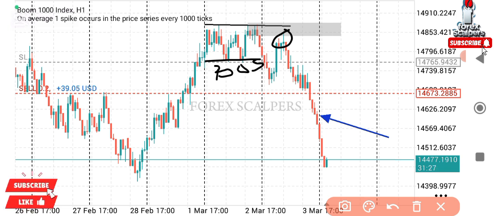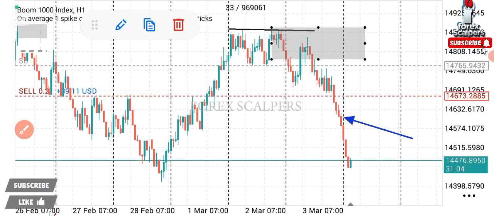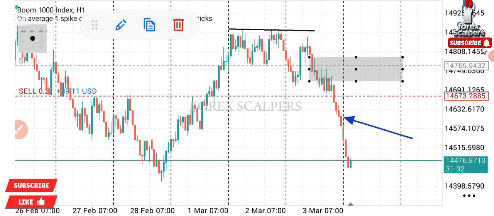Now, if you miss that particular entry, like myself, I missed that entry, what is the next thing I am looking out for? I observed that when price was coming down, price left here a smart money cube. So this particular candle is a smart money cube. I will highlight it now so you can see it correctly.